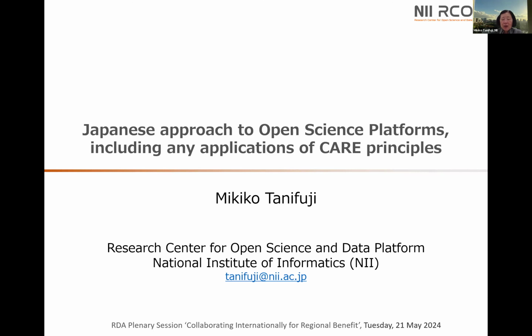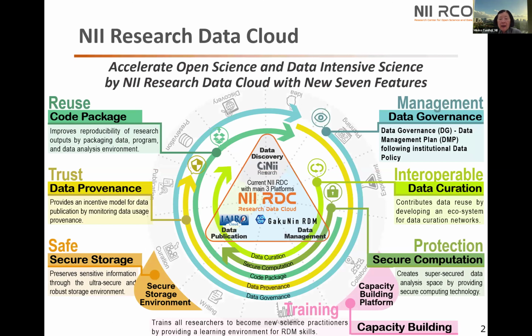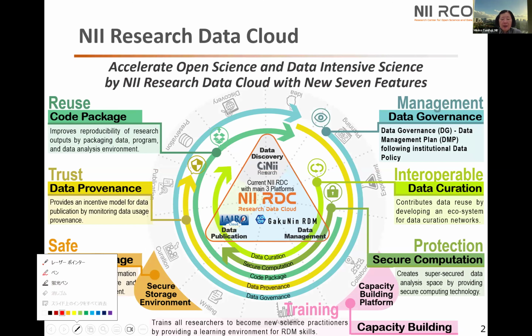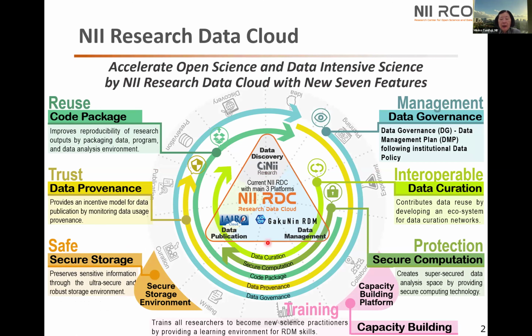However, I would like to share my thoughts from an open science platform point of view. First, the NII, where I work, provides a research data cloud, the so-called NII RDC. And in most of our presentations in the world, you may have heard of research data management, GakuNin RDM, which is a closed environment for research projects in each university or research institute. And when they want to publish a research outcome, they can use the research data institutional repository, so-called JAIRO Cloud.